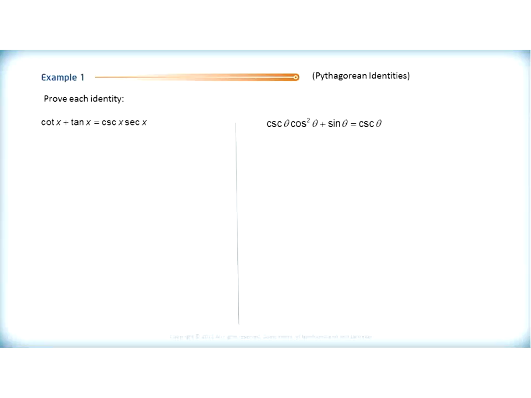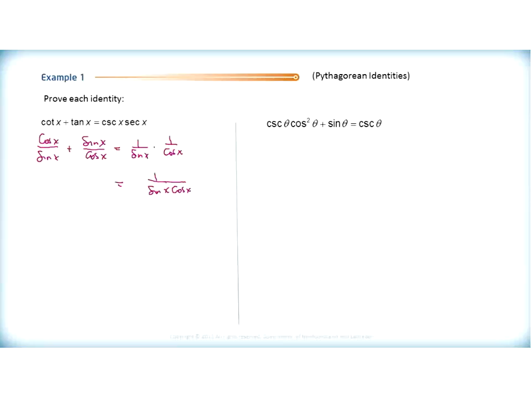One strategy for proving identities is to rewrite everything in terms of sine and cosine. If I rewrite cotangent x in terms of sine and cosine, I'll get cosine x over sine x. Tan x would be sine x over cosine x, equals cosecant x times secant x. Cosecant can be written as 1 over sine x. Secant x is 1 over cosine x. You see that the right side of the equation simply becomes 1 over sine x times cosine x.